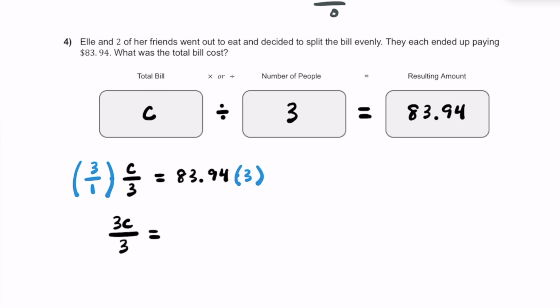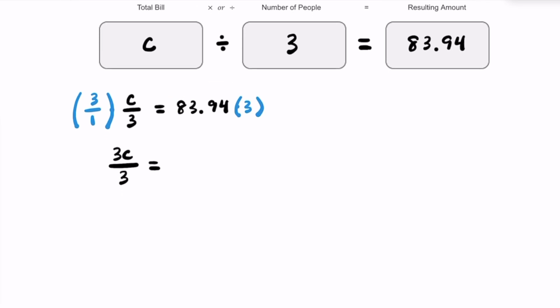Now, what about on the right side of the equation here? Well, we have $83.94. That was the price for one person. But we're going to times it by 3 since they each paid that, right? So we take the $83.94 and we multiply that by 3. Let's see, 4 times 3 is 12, carry the 1. 3 times 9 is 27, plus 1 is 28, carry the 2. 3 times 3 is 9, plus 2 is 11, carry the 1. 3 times 8 is 24, plus the 1 is going to be 25. Now, we need 2 decimal places, so this looks like it's going to be $251.82.